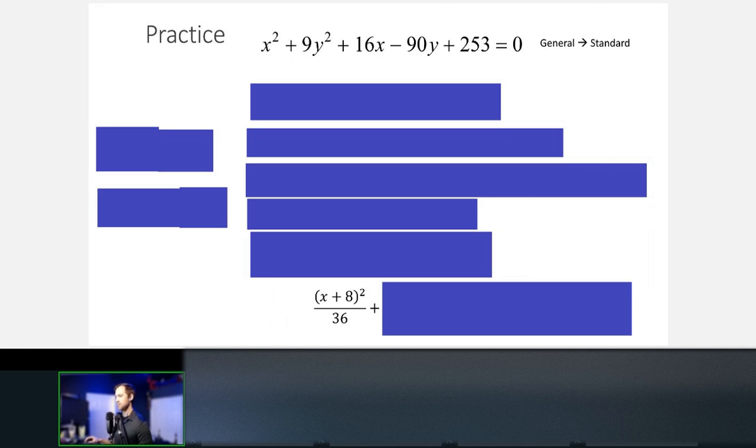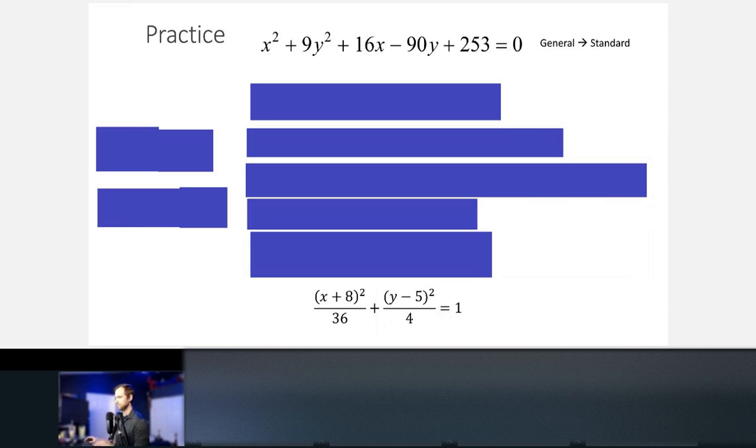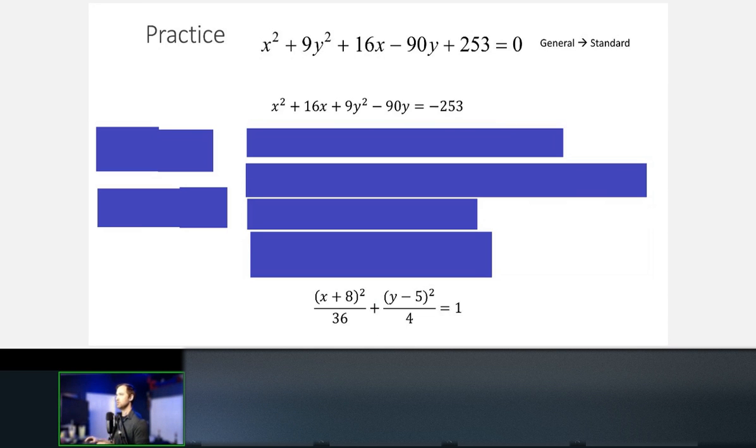What about the second term, the y stuff? What is that term in the numerator? Y minus 5 squared. And what is the denominator in that term? 4. Good. And of course, what does it equal? Equals 1. Very good. We got that one correct. Everyone got it right. Very nice. Let me just show the work real quick for everyone that is here.